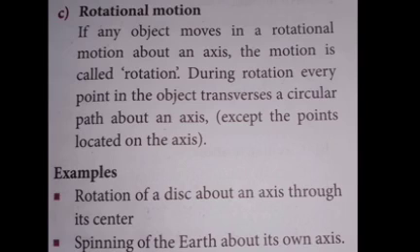See the next example, the rotation of a disc about an axis through its center. And also a very good example, when you are playing with a top, the nail acts as the axis and the top rotates. Then our best example, the earth is one of the best examples of rotational motion, spinning about its own axis.